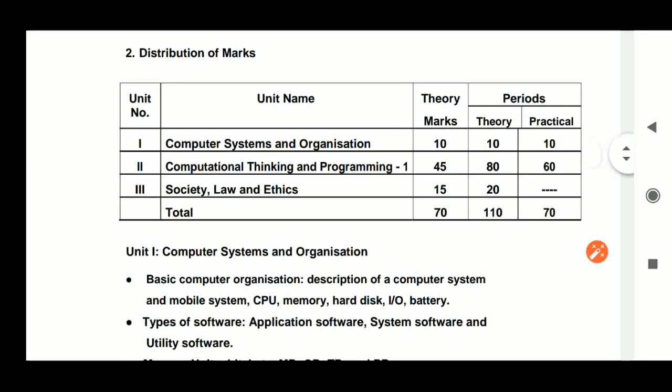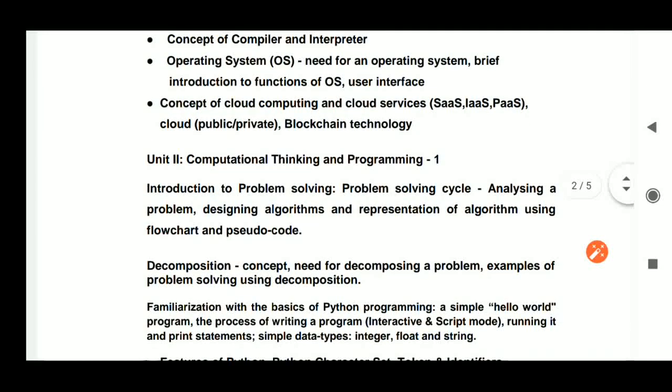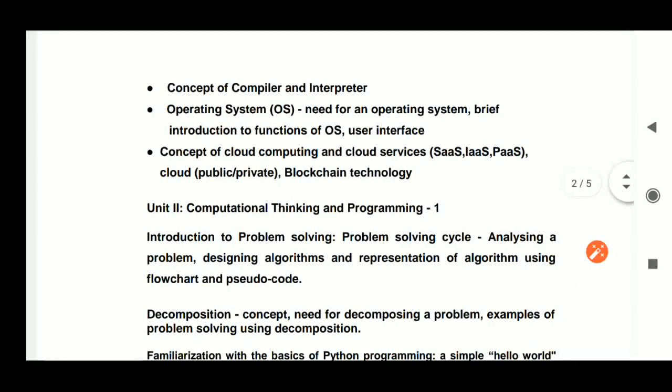Next part, let's see, it's computational thinking and programming. We'll be learning Python programming in this part. It will be carrying 45 marks. So just let's see what is there. And also in the first part, there are different software concepts like compiler, interpreter, operating system. Cloud computing, it's also a very new concept. Cloud computing, different advantage, disadvantage of cloud computing, that also will be discussed.